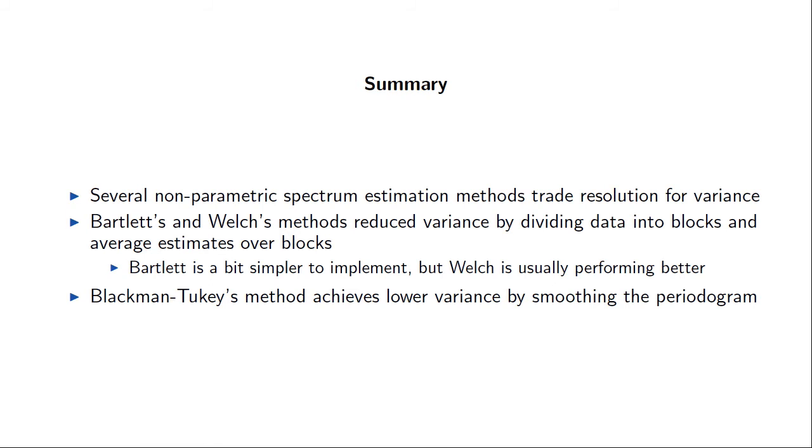Then we also saw that you could achieve a lower variance by smoothing the periodogram in the frequency domain, and this was the key idea behind the Blackman Tukey method, which also traded resolution for an improved variance of the estimator.